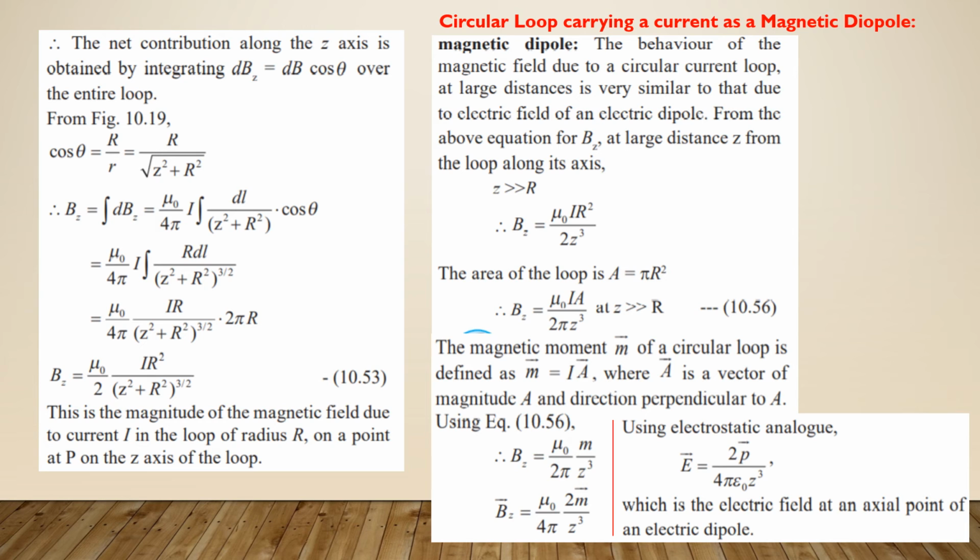Also, previously we have seen that a circular current carrying loop is equivalent to a magnetic dipole. Further, it can be shown that the magnetic dipole moment of that circular loop is given by m bar is equal to I a bar, where a bar is a vector of magnitude equal to the area of the loop and its direction is perpendicular to the plane of the loop. If the coil has n number of turns, then the magnetic dipole moment is given by m is equal to nIA.